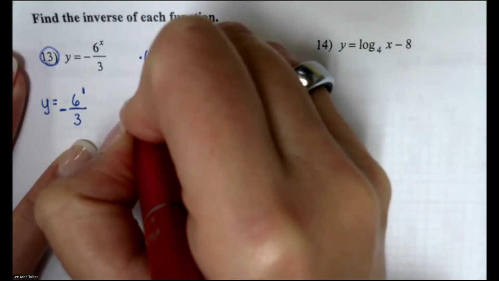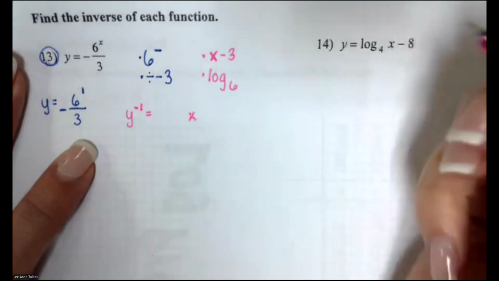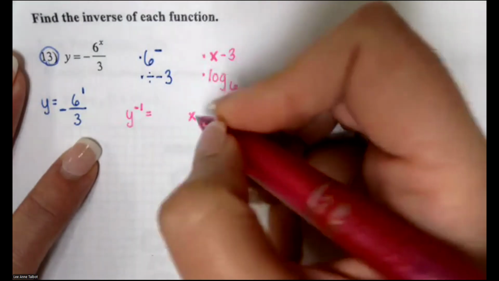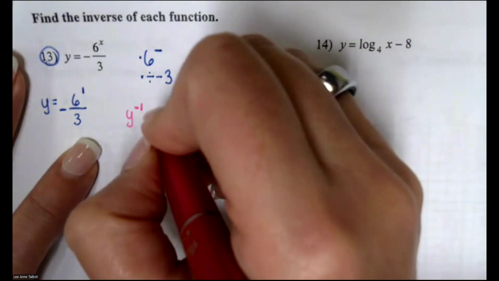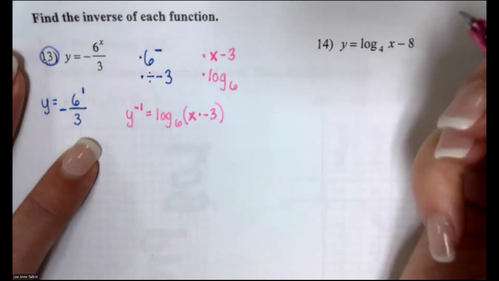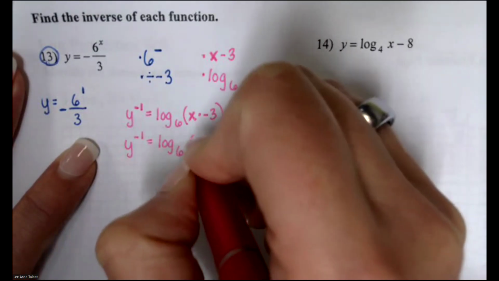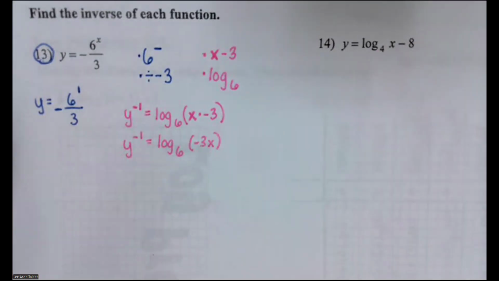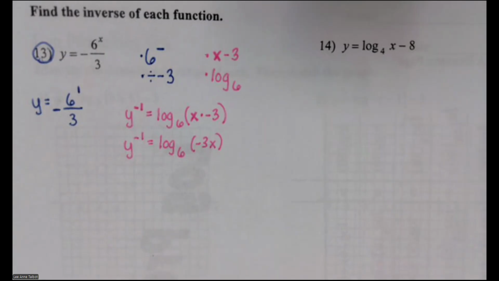So y inverse. Start with x. There's a log involved, so I'm going to move my stuff way over here. First step is times -3. And then log base 6 of everything, except for I hate how that looks. So I'm going to change it to that. Nope. Okay. We are done with the packet for the moment.